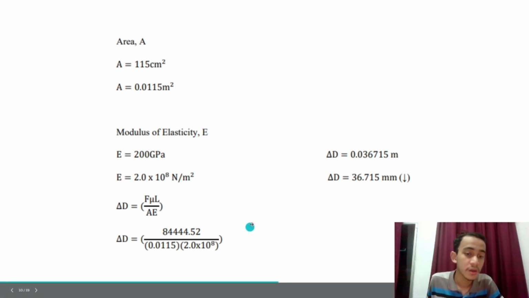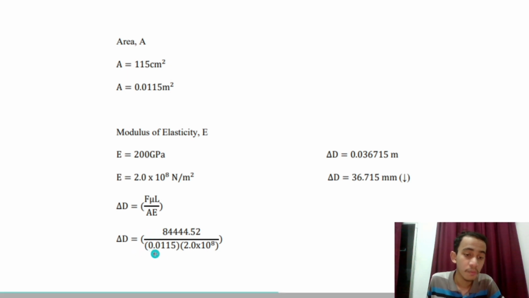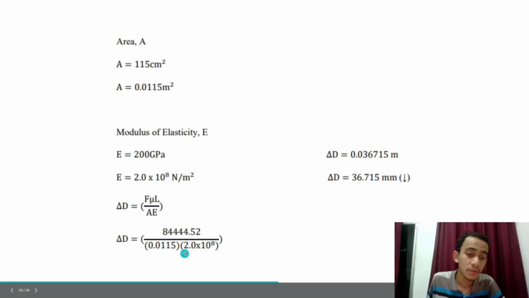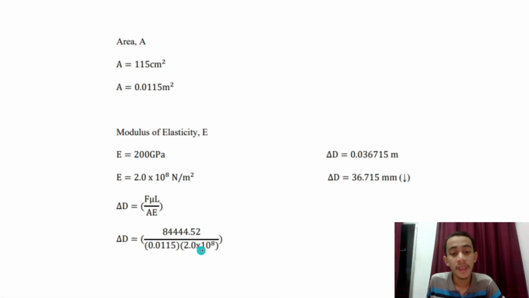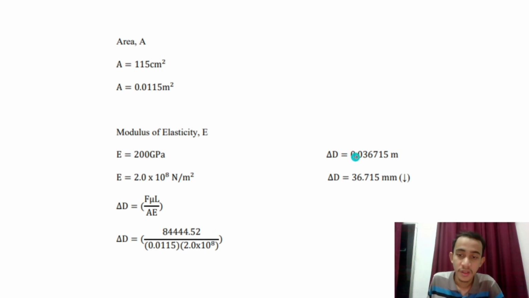So we calculate those things, we got the deflection. So for the F, the total of F mu L is 844.52 divided by 0.0015 multiplied by 2 multiplied by 8 multiplied by 10 exponent 8, and we got the deflection, which is 0.036715 meters, and we converted it to millimeters, which is we got 36.715 millimeter. The deflection happened downward.